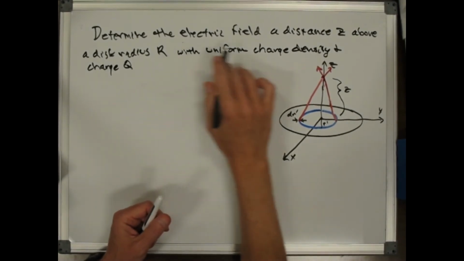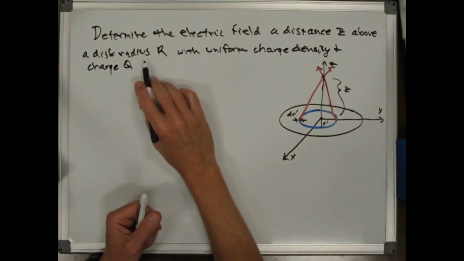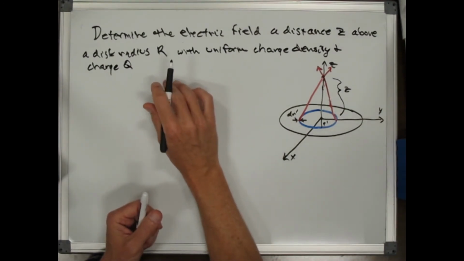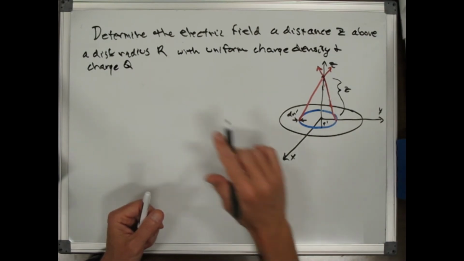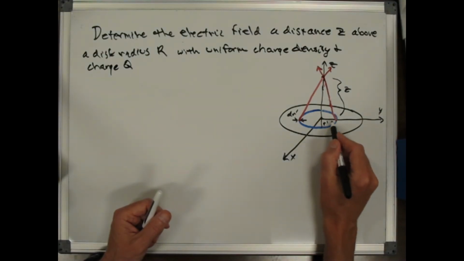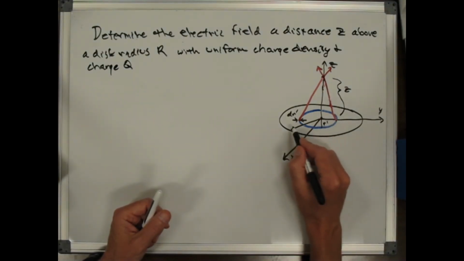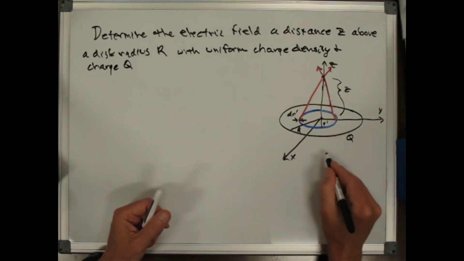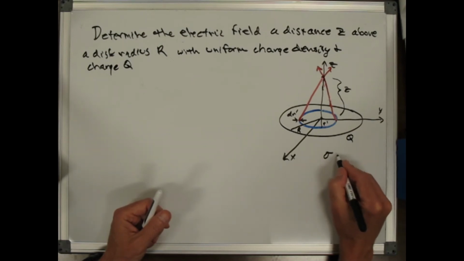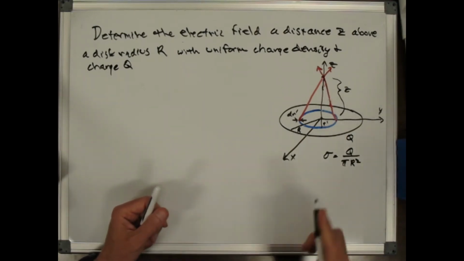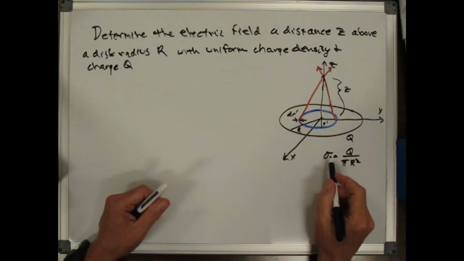So in this problem, we want to determine the electric field at distance z above a disk of radius r with uniform charge density and charge q, right? The black circle is my main disk, and it's got a radius of r. I'll just draw it over here. Maybe that's my r, right? It's carrying total charge q, and so I can say its charge density is equal to q over pi r squared, right? That's the charge density.